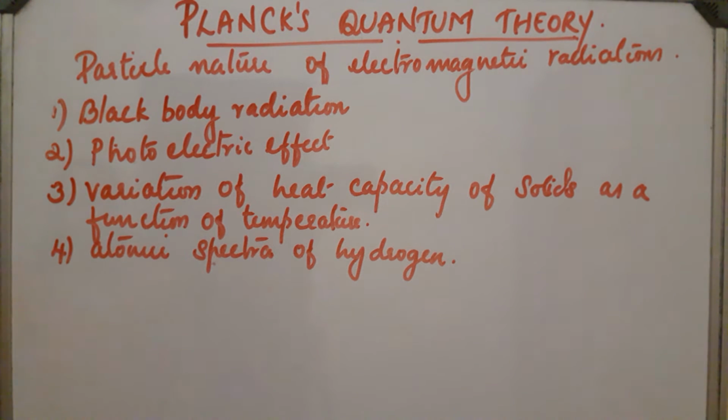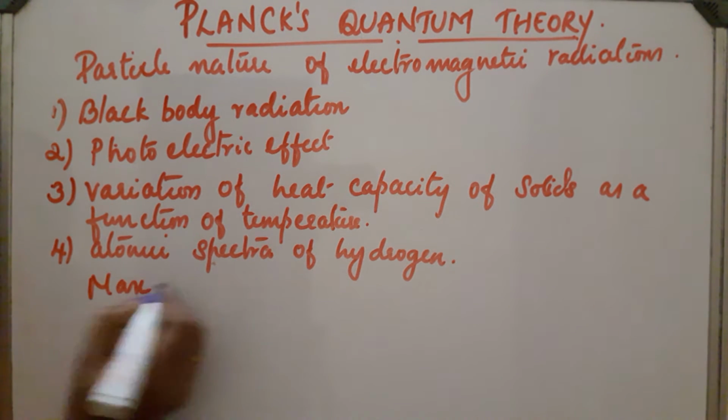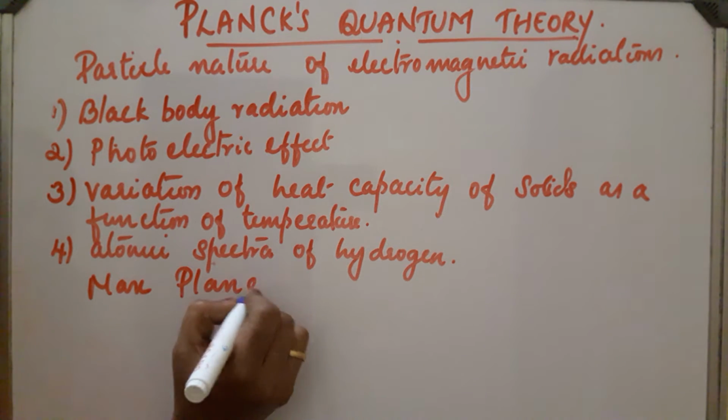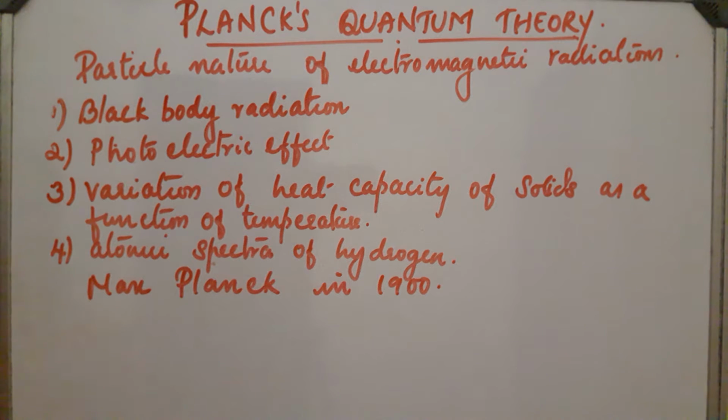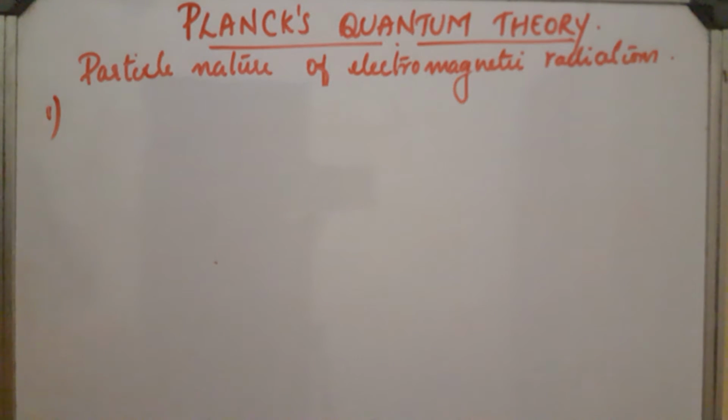So, a new theory was put forward by Max Planck in the year 1900. And this theory is called Planck's quantum theory. The main postulates of this theory are: first postulate, atoms and molecules absorb or emit radiant energy discontinuously in the form of small packets of energy called quanta.